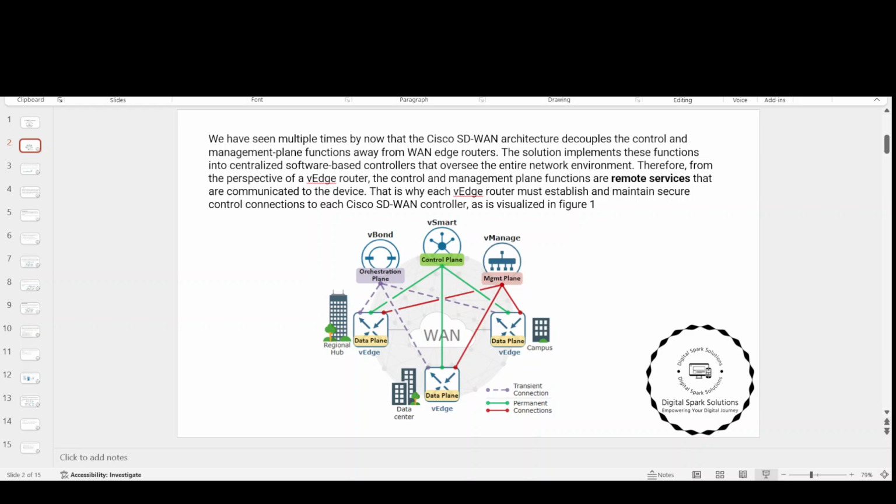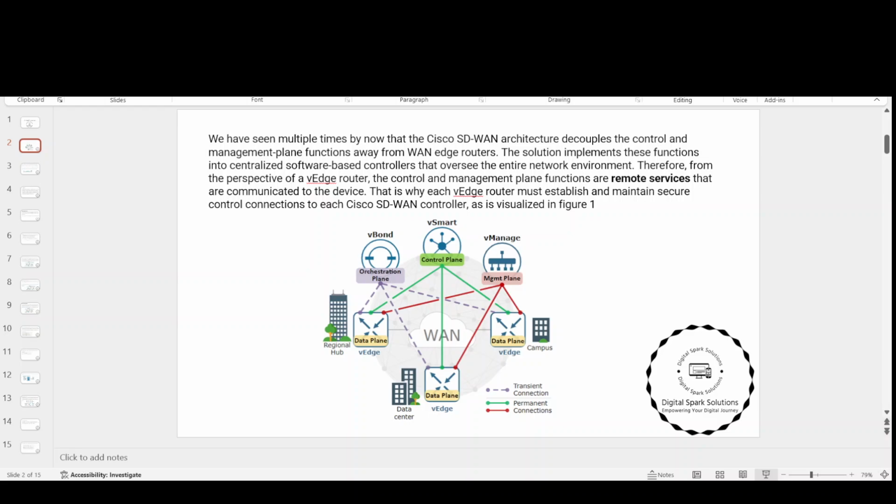PnP/ZTP. A vEdge router can automatically discover the vBond IP address over the internet using a technique called Cisco PnP, plug and play, for IOS XE devices, and ZTP, zero-touch provisioning, for Viptela SD-WAN devices. At a very high level, the router simply makes a query to devicehelper.cisco.com or ztp.viptela.com over the internet, presents its serial/chassis number and certificate, and asks for the vBond IP address associated with its serial number.